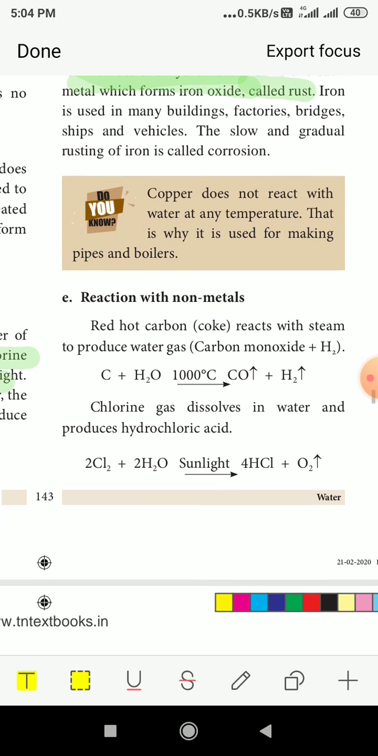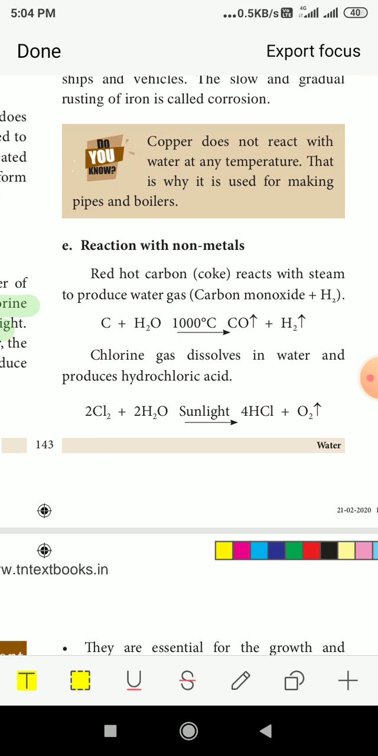Then reaction with non-metals. Red hot carbon coke reacts with steam to produce water gas, that is carbon monoxide. Do you know copper does not react with water at any temperature? That is why it is used for making pipes and boilers. It is a give-reason question: why is copper, which does not react at room temperature, used to make pipes and boilers?